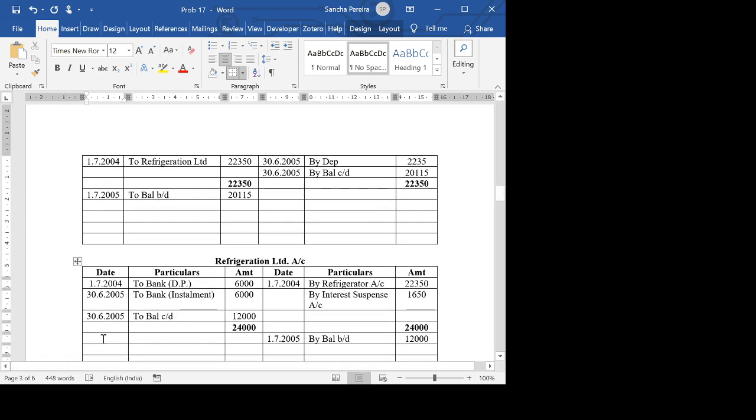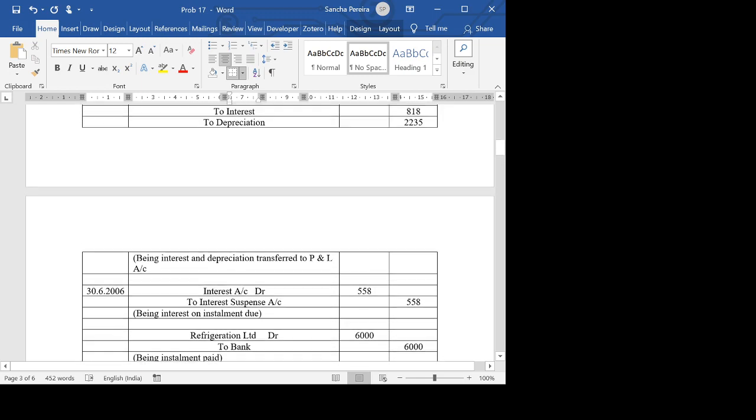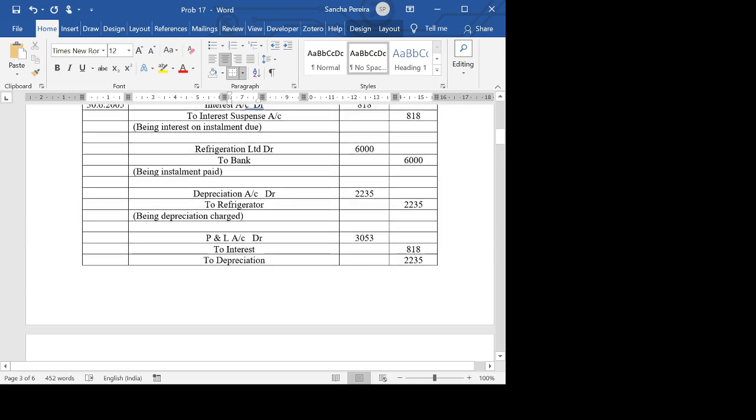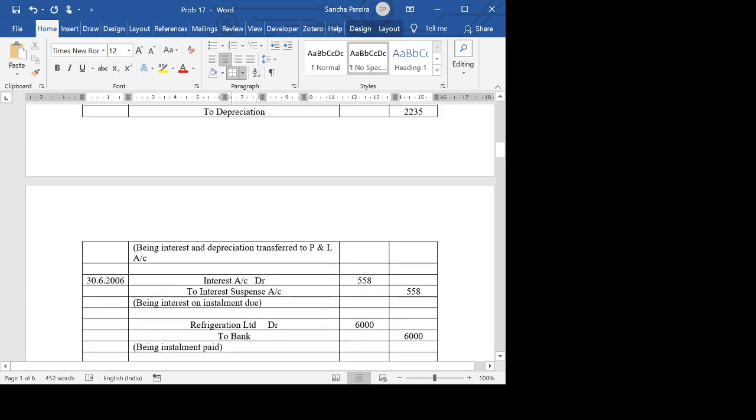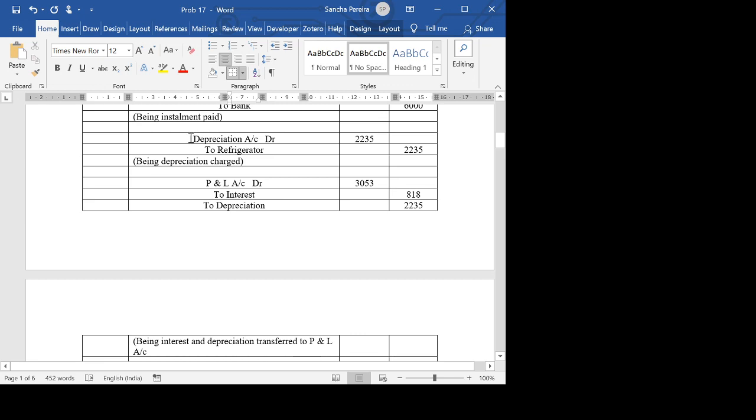So on 30th June 2005, sorry, 2006, to bank 6,000. Okay, so after payment of the installment, the next thing is we have to charge the depreciation. So I'll just copy the entry to save time so that we don't waste time.